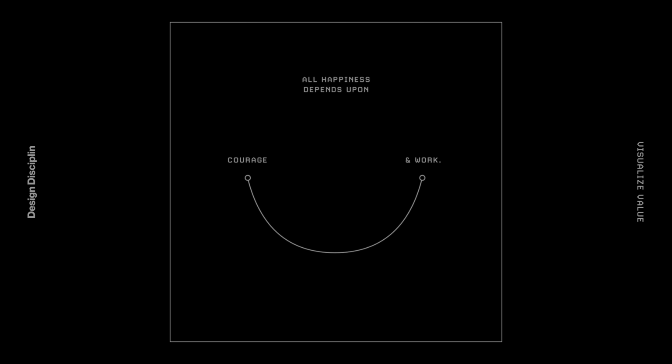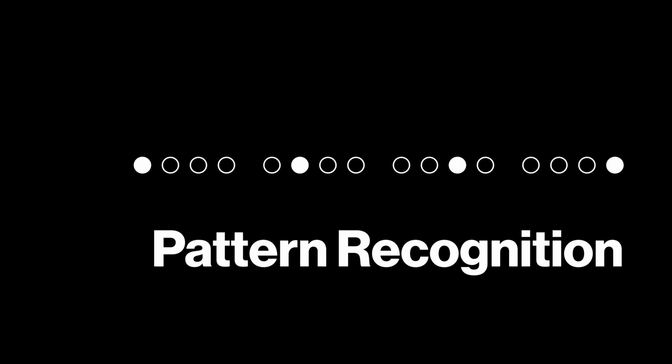Another one that illustrates symbolism is this one, where he uses the metaphor of a user interface, a dialog box that you would click on to illustrate one of life's grand choices between complaining about something and acting to change it. This third example tells us that all happiness depends upon courage and work, and the curve of a smile, drawn here in a very abstract way, communicates to us that this is all about happiness, it's about contentment. That's the core idea. Pattern recognition.